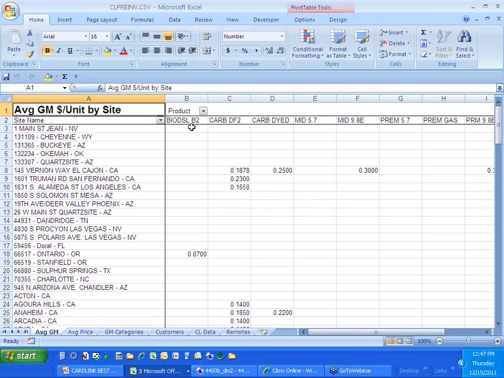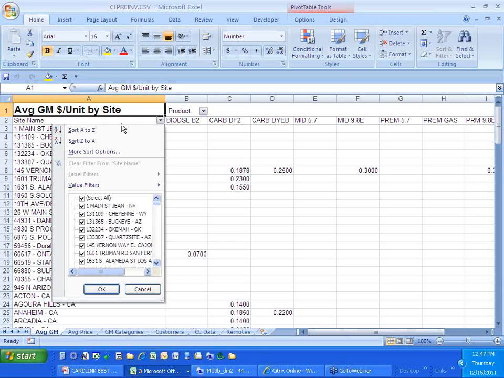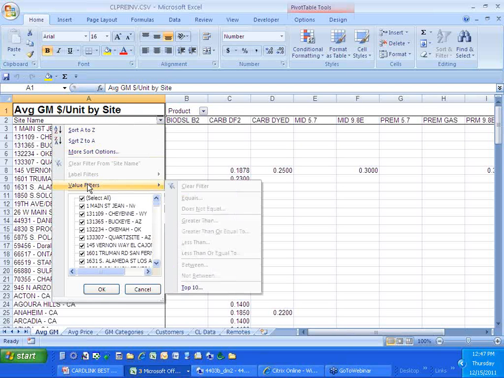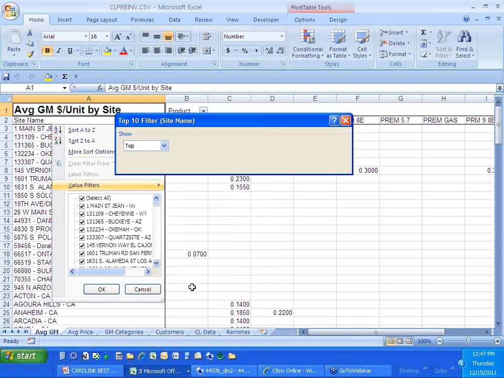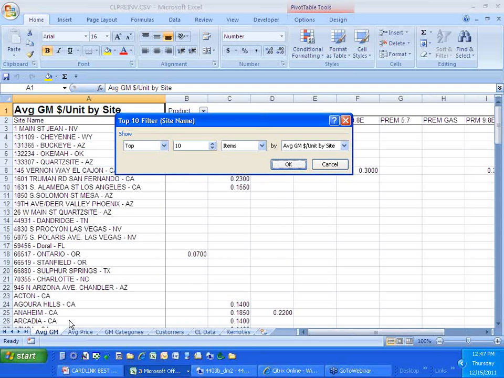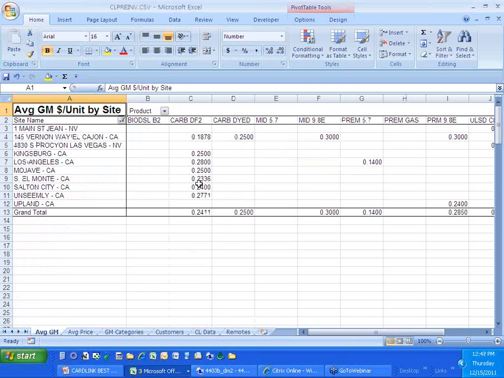I think it's a lot to look at, but I did find that I could go to this under site name and go to value filters and go to the top 10. And again, this is average gross margin. This is cents per gallon. And I want to see the top 10 sites for gross margin by site. That means these 10 sites, I got the best margins. That's important for me to know.